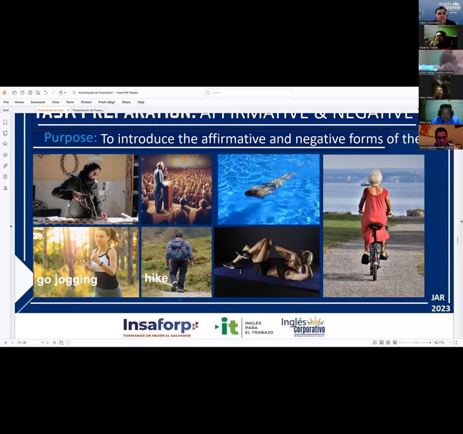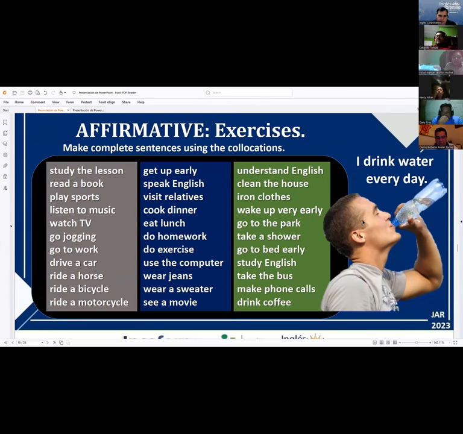And this one? Do the exercise. She does exercise. The verb is do exercise. And this lady? She rides the bicycle. Bike. She rides a bike. She rides a bicycle. Okay. Actions. Check here some of the actions.